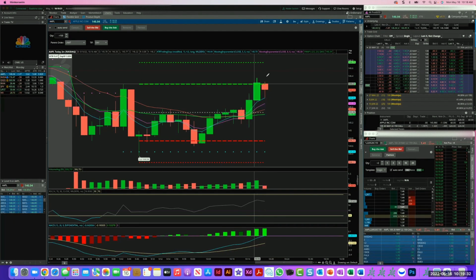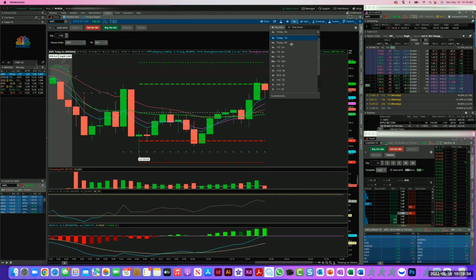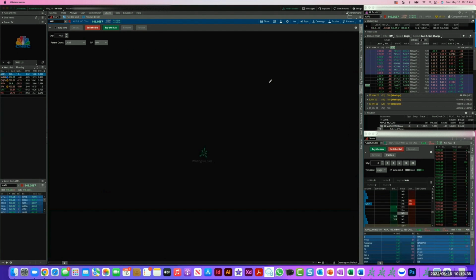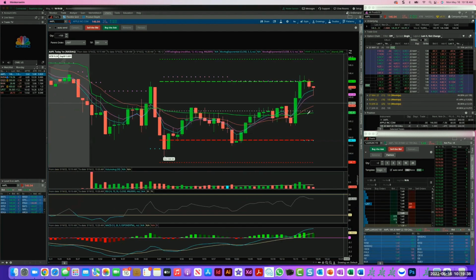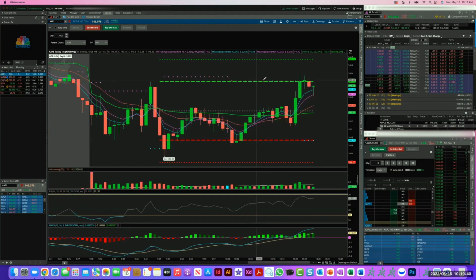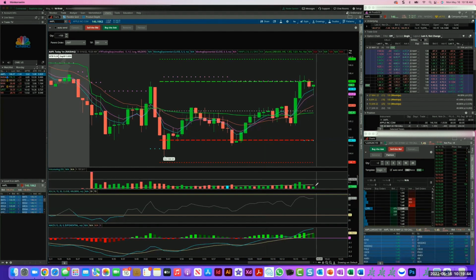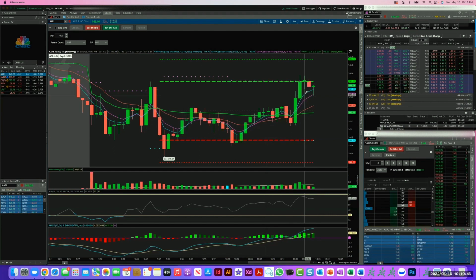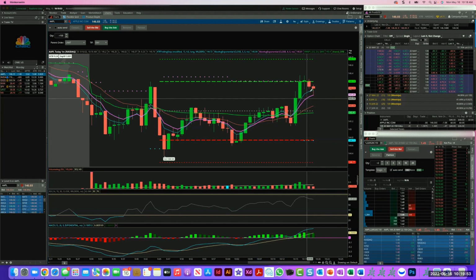So we expected this resistance here. If we look at a 1 minute chart, we will see that we hit this ATR trailing stop resistance along with the opening range. But we're finding support here on the 5-day EMA and the 8.